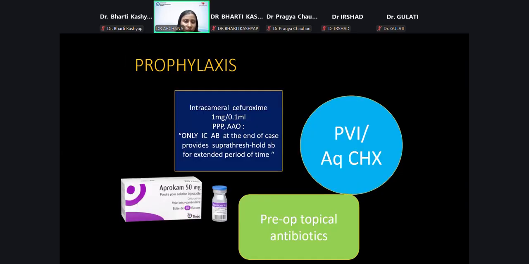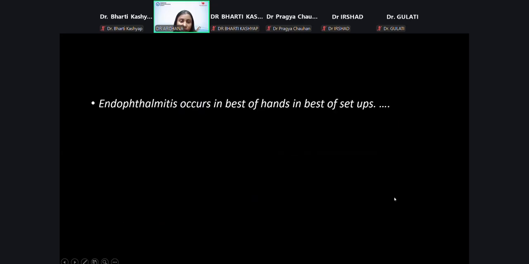Now, prophylaxis is always better than cure. So what is prophylaxis? I have talked about it in an earlier slide also. ESCRS found that intracameral cefuroxime is very important to be given. For prophylaxis, always remember the first one is pre-op topical antibiotics. Again, all the studies have not proved it, but few studies have. So pre-op topical antibiotics should be given. Intracameral cefuroxime should be given. Again, many studies say that it may cause antibiotic resistance, but this is the only one. This, and povidone iodine or aqueous chlorhexidine, has been found to really decrease the rate of endophthalmitis.